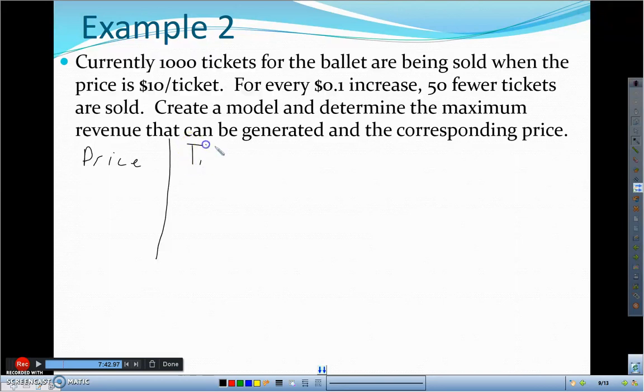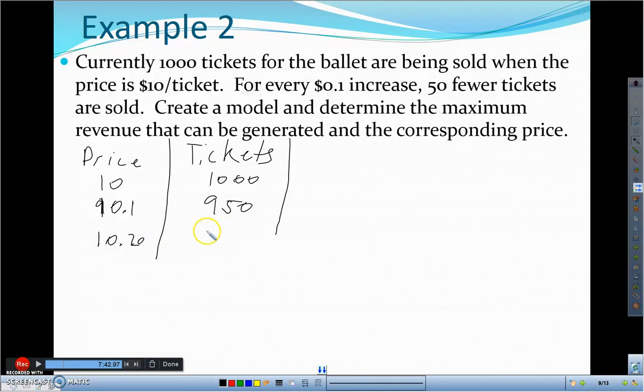We've got price and tickets sold, and I think that's what we're going to start with. We start with $10, and if there's $10, then there's 1,000 tickets sold. If this changed to $10.10, we added 10 cents to it, then this would decrease by 50. So it would become 950. If this turned into $10.20, then this would be, subtract 50 again, 900.